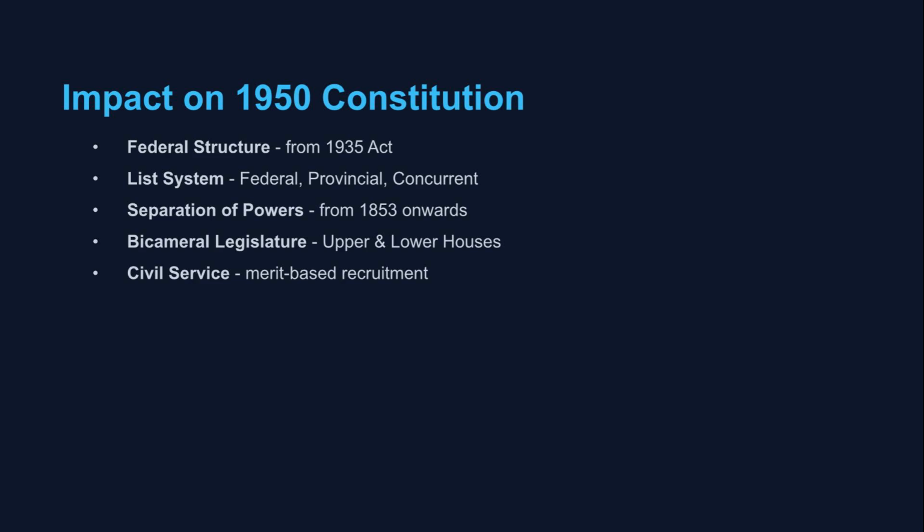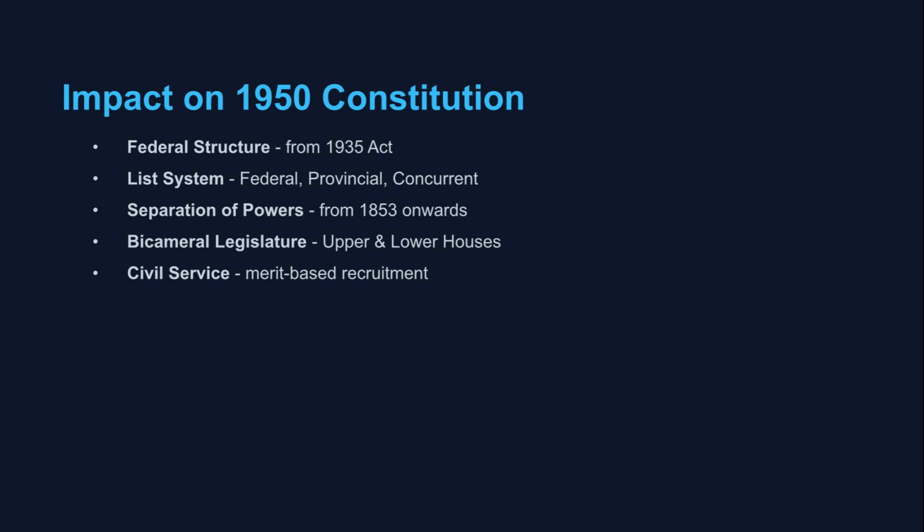Now, let's connect history to the present. How did British constitutional acts shape India's 1950 constitution? First, our federal structure. The 1935 Act proposed federalism. Our constitution made it reality. The centre and states have defined spheres of authority, a direct inheritance. Second, the three-list system. Our constitution uses federal list, state list, and concurrent list, exactly as in 1935. This elegant system balances center-state relations.